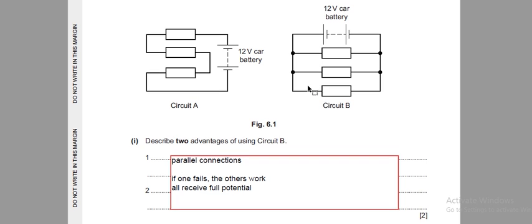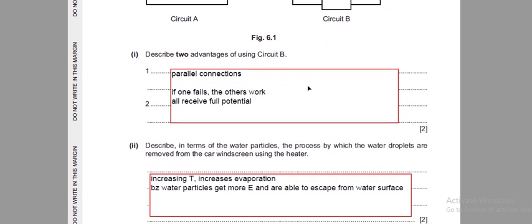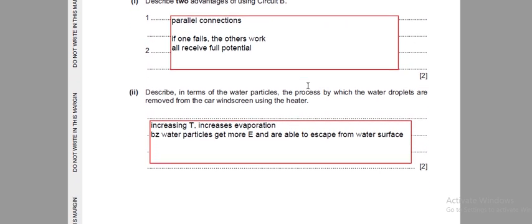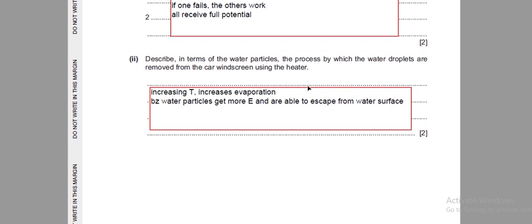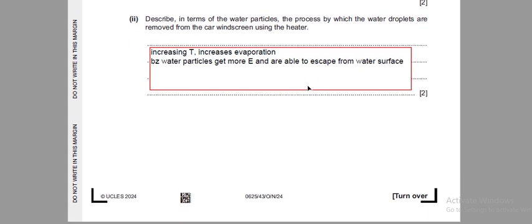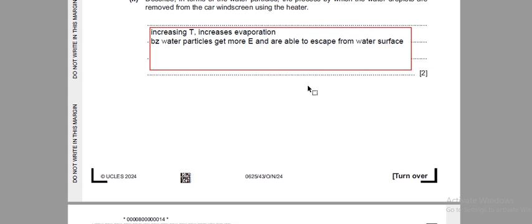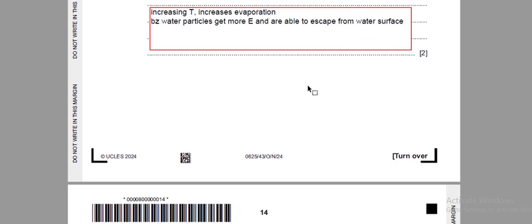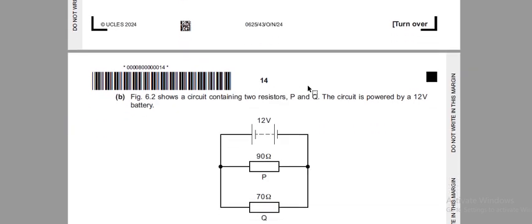Resistors are connected in parallel, so if one fails, the other stays working. In terms of water particles, describe the process by which they are removed from the windscreen. Increasing temperature will increase evaporation, because water molecules get more energy to escape from the water surface.